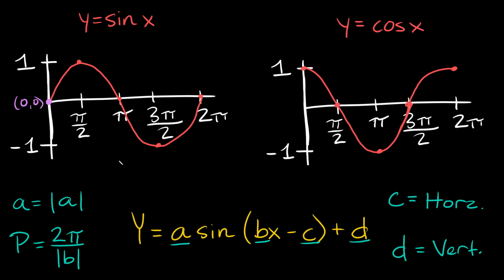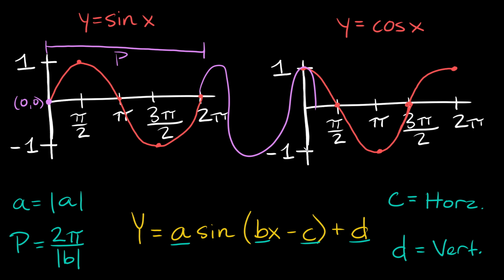The parent functions. Now, the key points along this x-axis are pi over 2, pi, 3 pi over 2, and 2 pi. So you can see that the length over here that we show goes from 0 to 2 pi, right? So this whole length right here is called the period. So this graph actually just keeps going on forever, but when we graph these, we just show one full period, right?